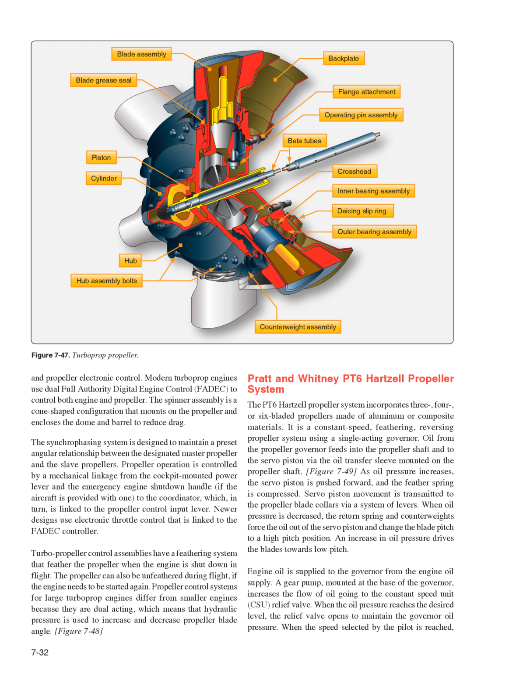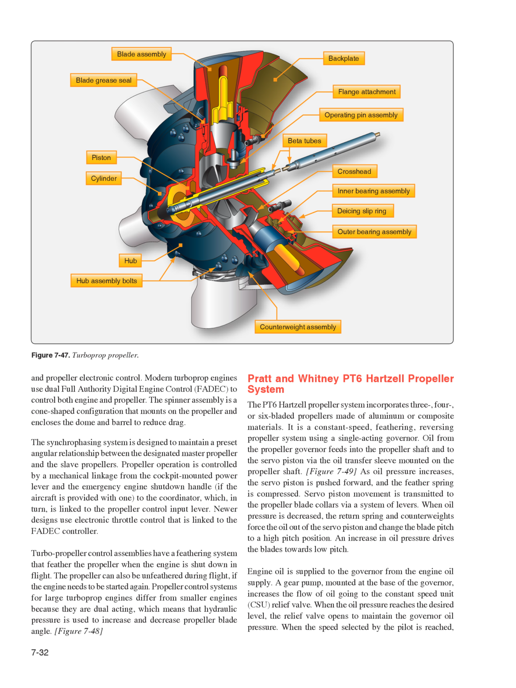Propeller operation is controlled by a mechanical linkage from the cockpit-mounted power lever and the emergency engine shutdown handle, if the aircraft is provided with one, to the coordinator which, in turn, is linked to the propeller control input lever. Newer designs use electronic throttle control that is linked to the FADEC controller. Turbo propeller control assemblies have a feathering system that feathers the propeller when the engine is shut down in flight.